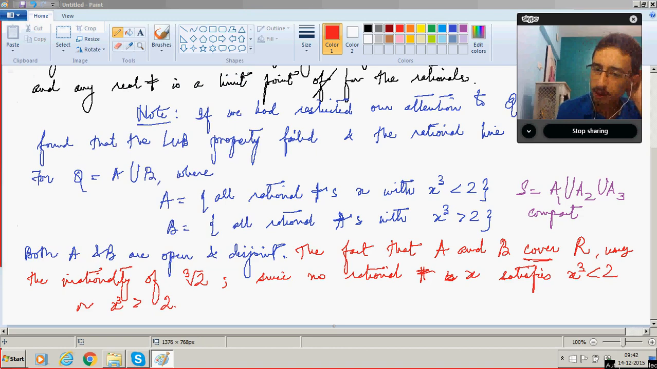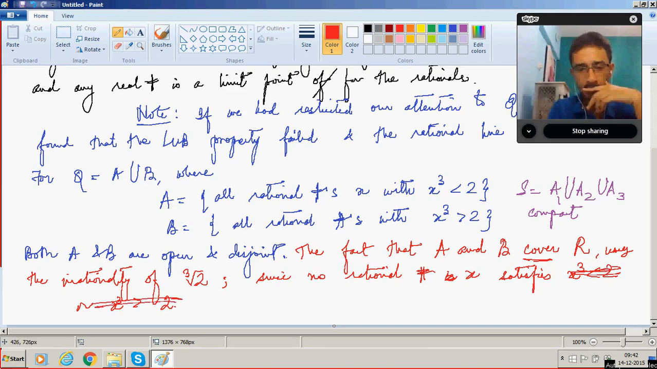The last line is no rational number x satisfied x plus 2. What does it mean? This doesn't make any sense. Like rational number x satisfied x cube less than 2. Okay, there is no rational number less than. You are right. Since no rational number x satisfies, you are right, x cube equal to 2. Now it is clear.